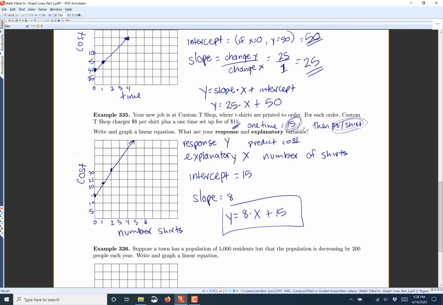Now, if you're going to be more particular, I could probably say cost is going to be in dollars, because that was my units.